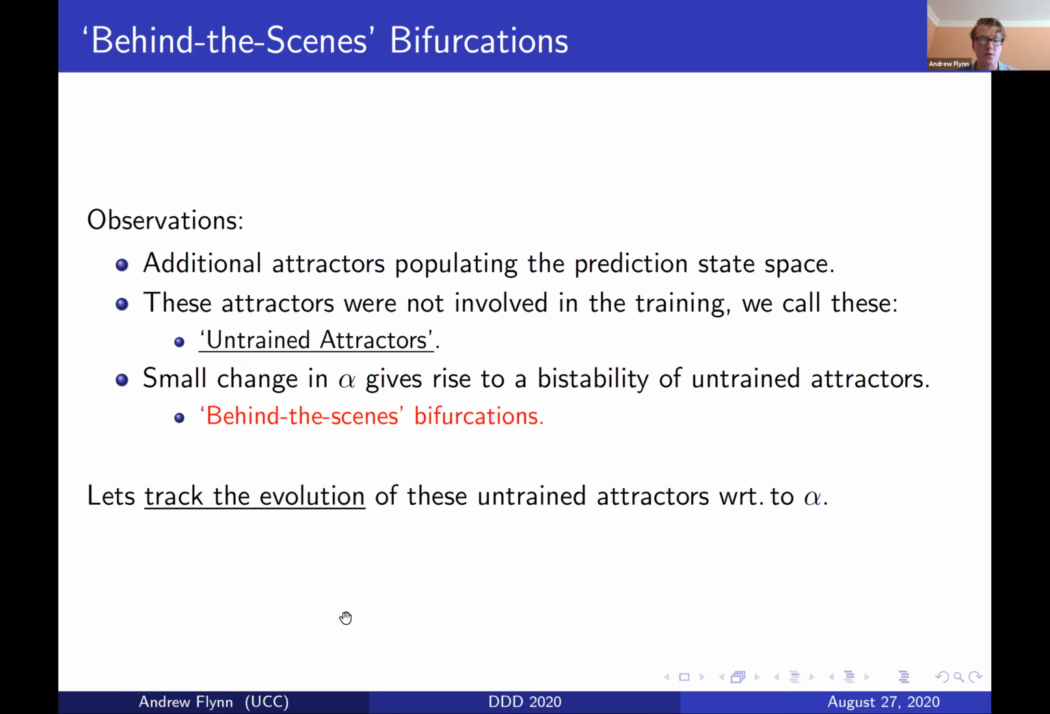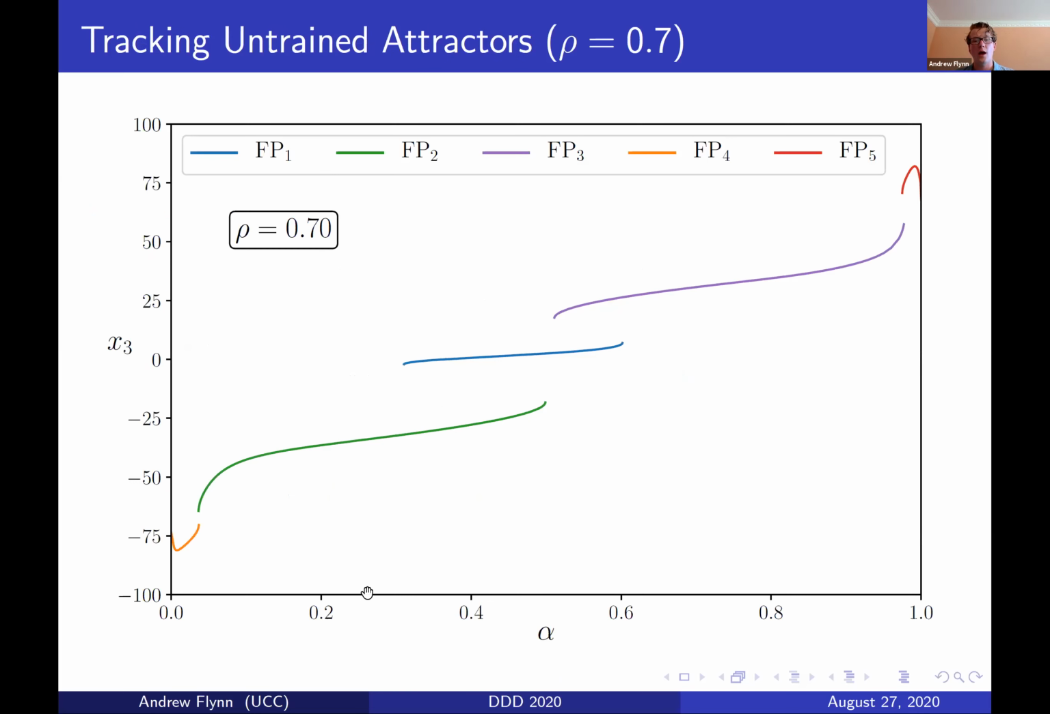So let's see what happens if we track the evolution of these untrained attractors with respect to alpha. We get these branches of fixed points. We see that the fixed point in between both chaotic attractors actually exists for quite a large range of alpha values, and likewise for the other branches of fixed points. We also get other regions of bistability closer to the extremes of alpha equaling 0 and 1.